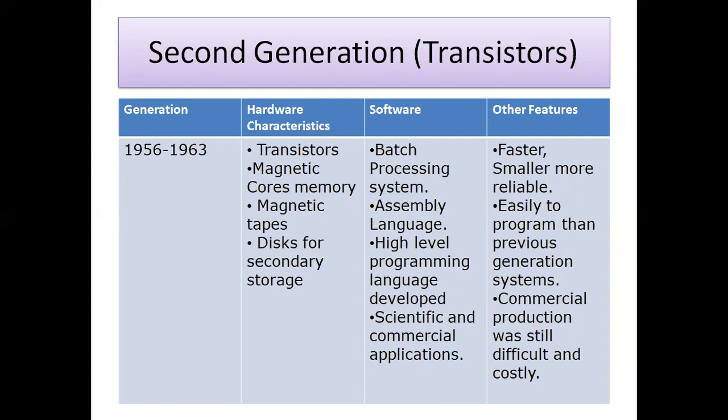Next, second generation, that is transistors. Here the transistors itself are used as the hardware. Magnetic cores are used for memory. Magnetic tapes and discs are used for secondary storage purpose.